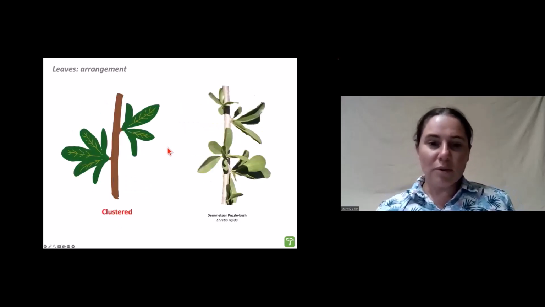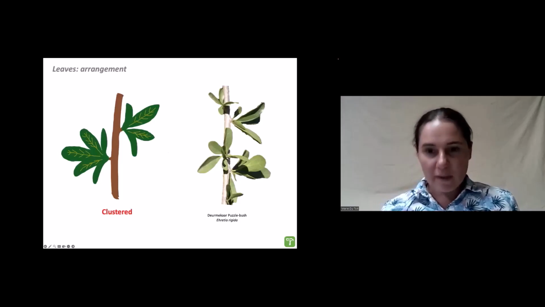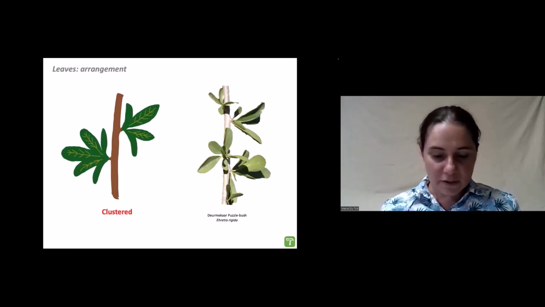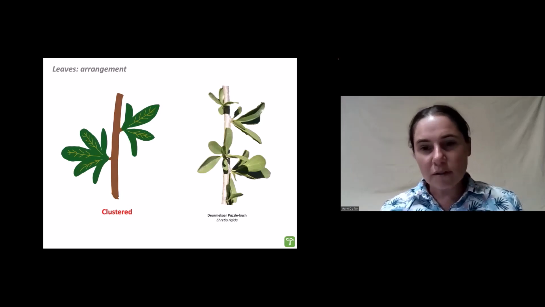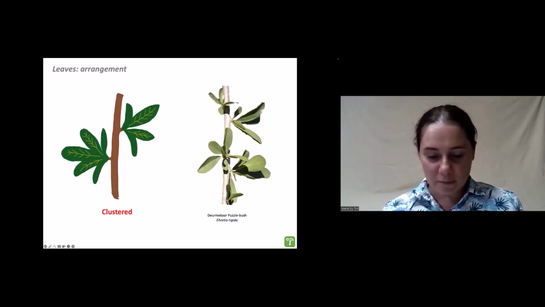The next example that you can have is clustered, and here you can see that the leaves grow in bundles or close groups, and they grow from the same point in the stem. So if you look at the puzzle bush, the example here, you can see there are clusters of leaves. So there are little groups of leaves, and they all grow from the same point.